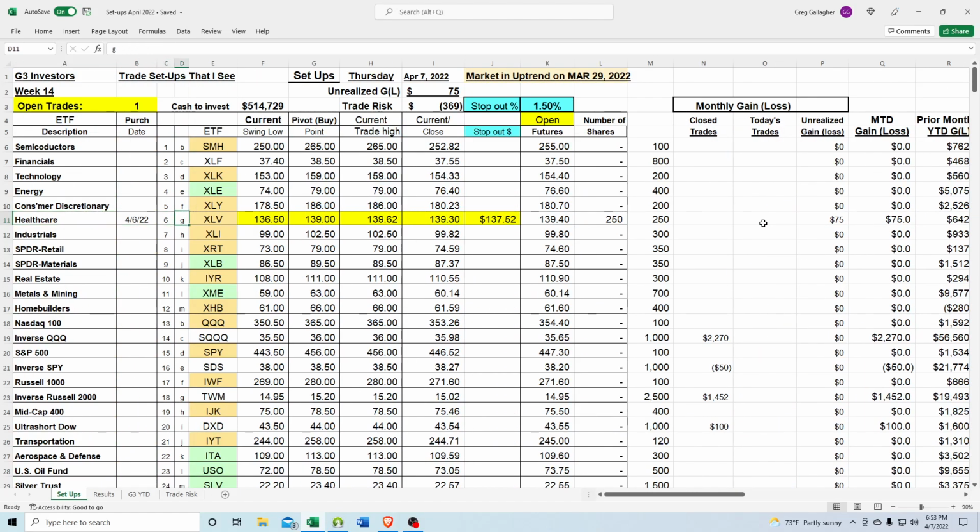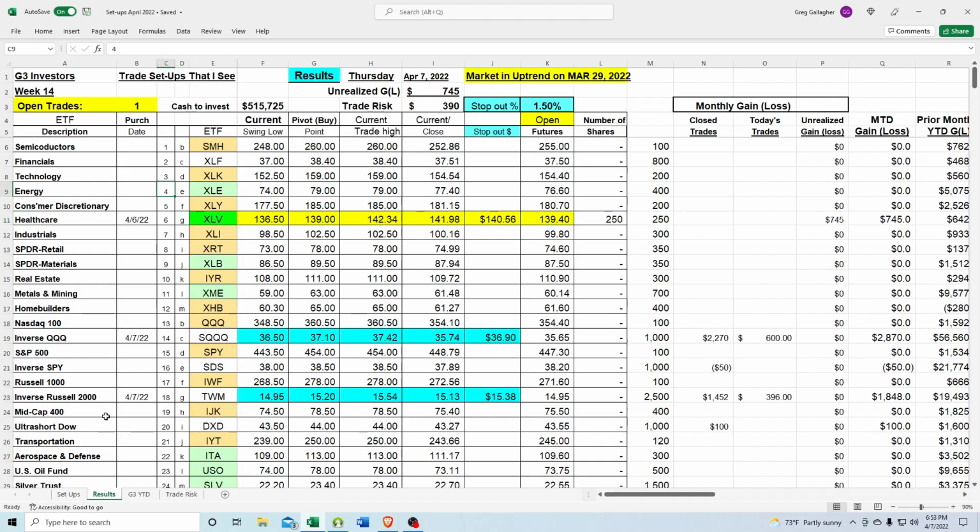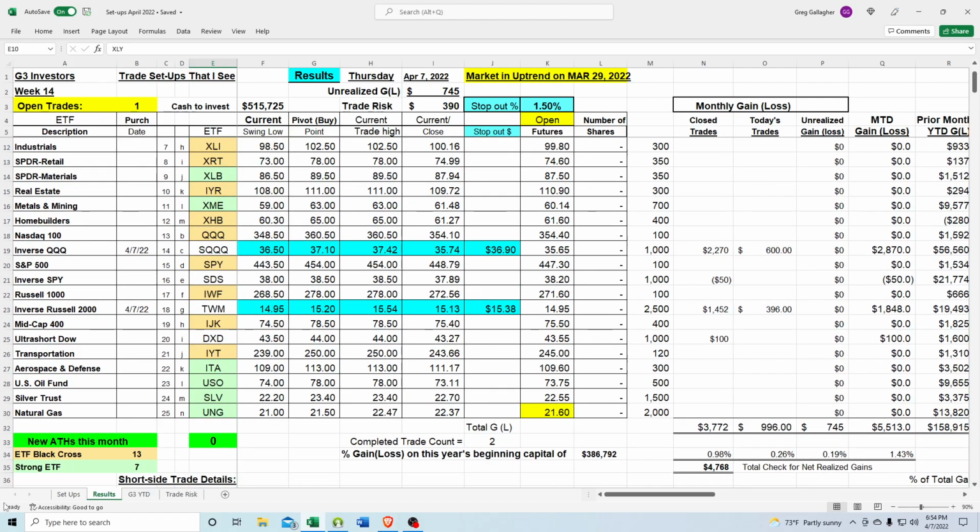Now, what is important is when we look at the results, these are the results of the trading today. So what happened today? Well, I still have that open trade, but notice something. I have changed XLV, I believe it was this color, which I don't know what that is, orange or whatever, which meant that it's an ETF that had a black cross. Well, it no longer has a black cross.